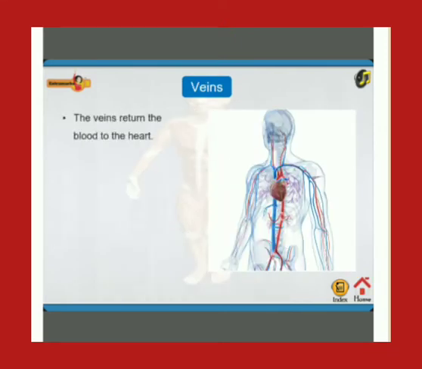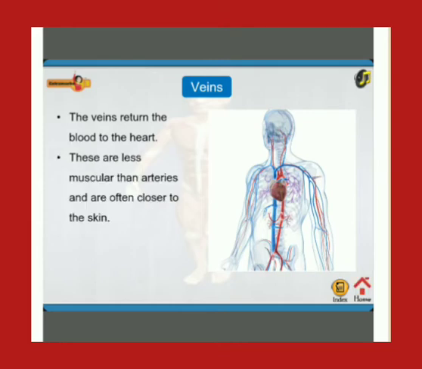The veins return the blood to the heart. These are less muscular than arteries and are often closer to the skin. The largest veins in the human body are the venae cavae.